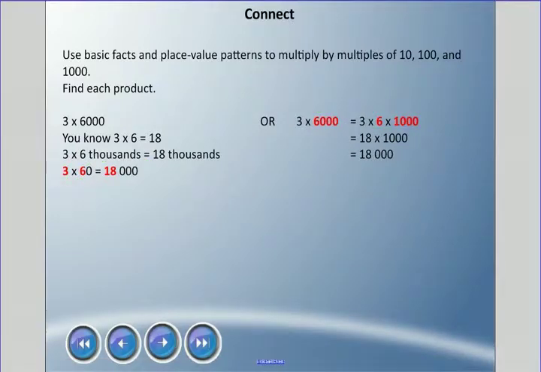And then lastly, we're going to do it by 1,000, and we still know that 3 times 6 is 18. We still use that 3 times 6 is 18, and we add the number of zeros. Or here, again, we're breaking this up: 3 times 6 times 1,000, because we broke up the 6,000. 18 times 1,000, which is 18,000.